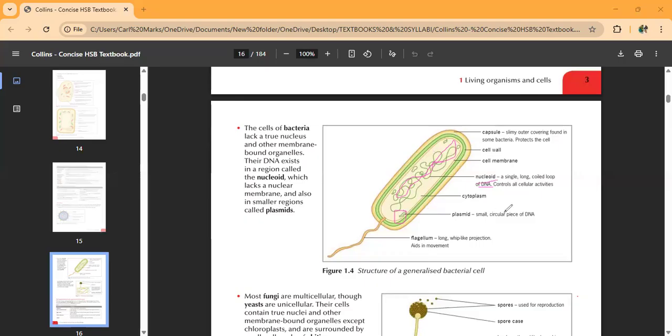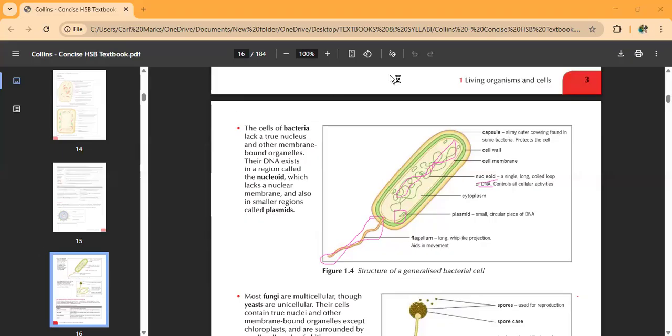They're small circular pieces of DNA. And something like a tail called a flagellum. The flagellum helps to move the bacterial cell. It's a long whip-like projection and it helps in movement. Think of the tadpole that has a tail. The flagellum moves just like that to help move the bacterial cell. You're going to read these little notes. I'm not going to go into them, fine.